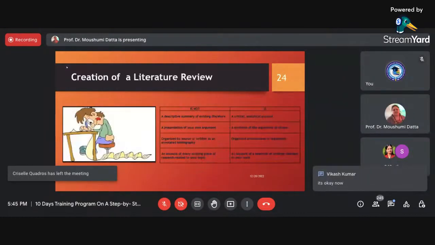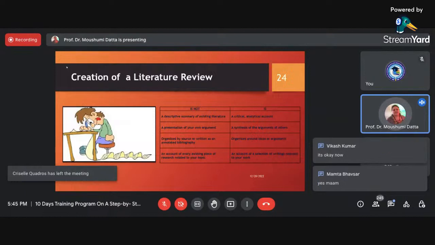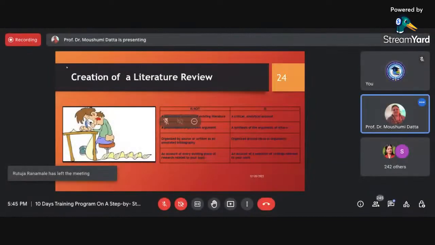So it is a critical account. What do you mean by critical account? Take, for example, women in agriculture in India. This is your title. Somebody XYZ has studied women in agriculture in India. Suppose XYZ has said that women in agriculture in India is not a very important issue. So you can write in your review of literature that XYZ in so and so year has said that women in agriculture in India is not a very important issue. So it is a critical note.